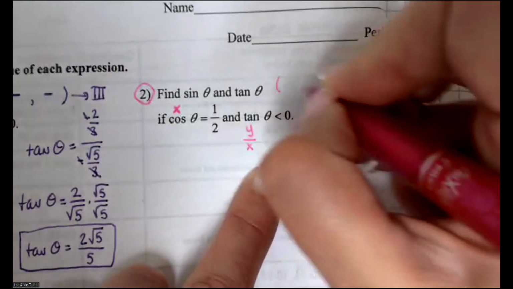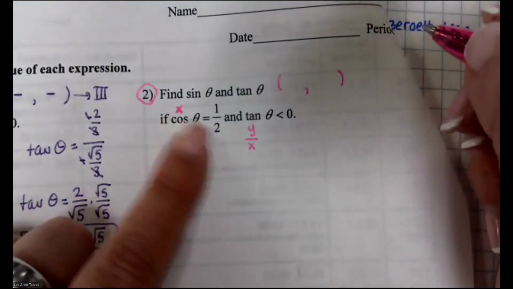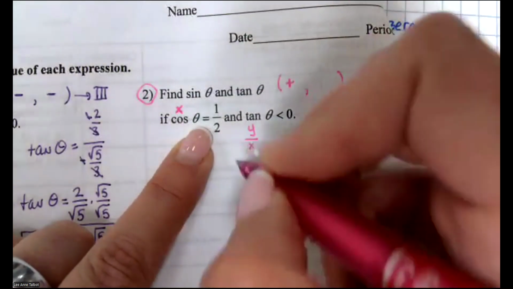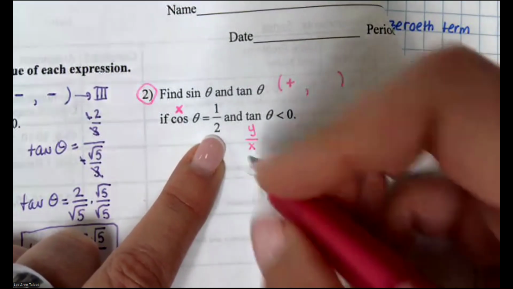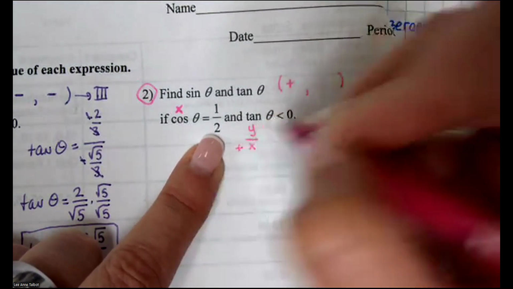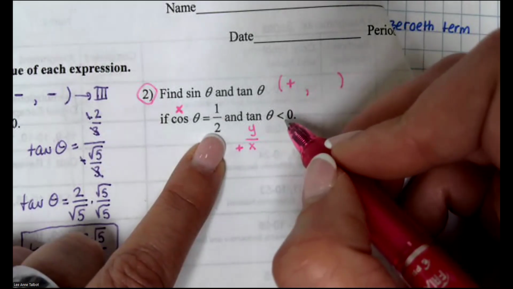Okay. So I'm going to make my little coordinate here. And this says x is positive. And what I do when I am given tan, I put the positive or negative on the thing that I have, and then I use that to figure out the other one. So it says tan is less than 0.